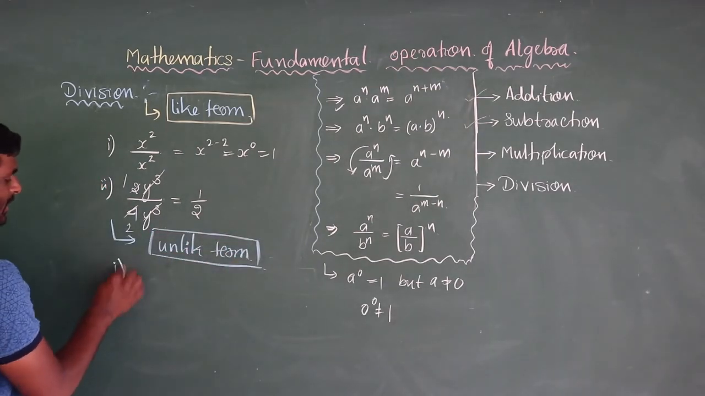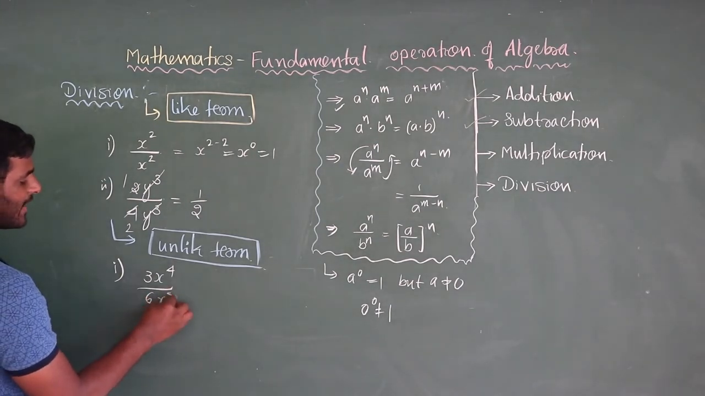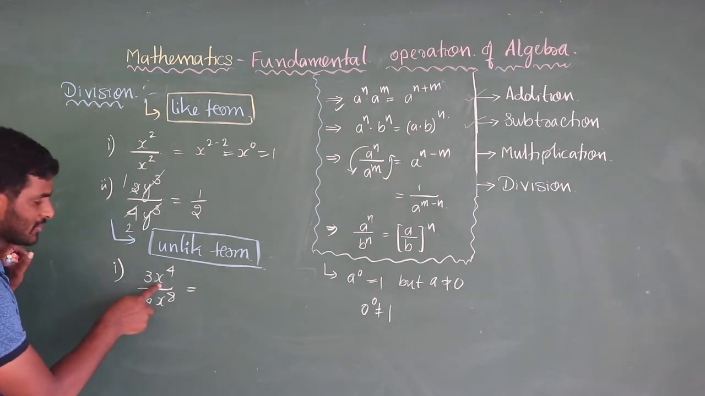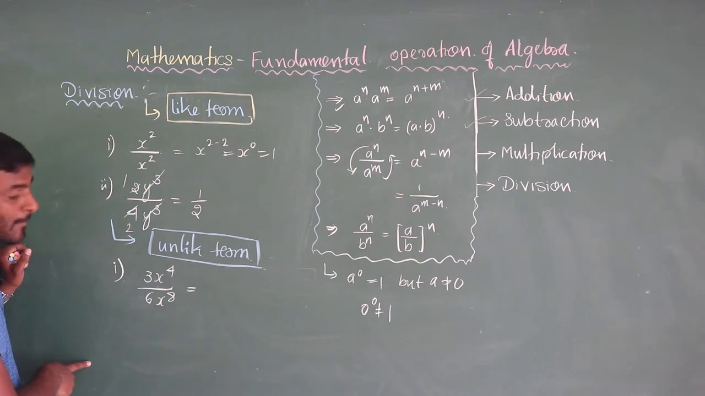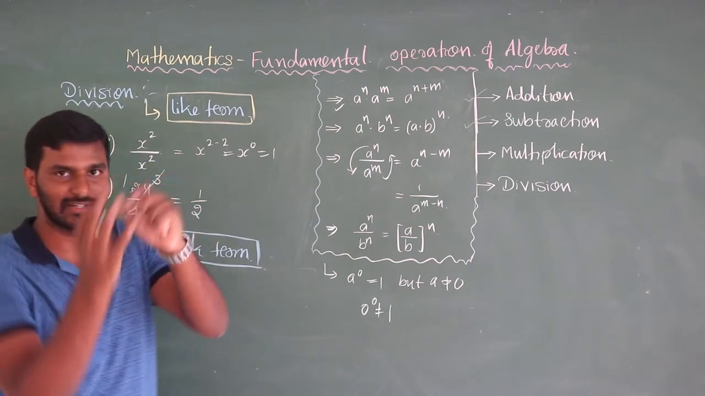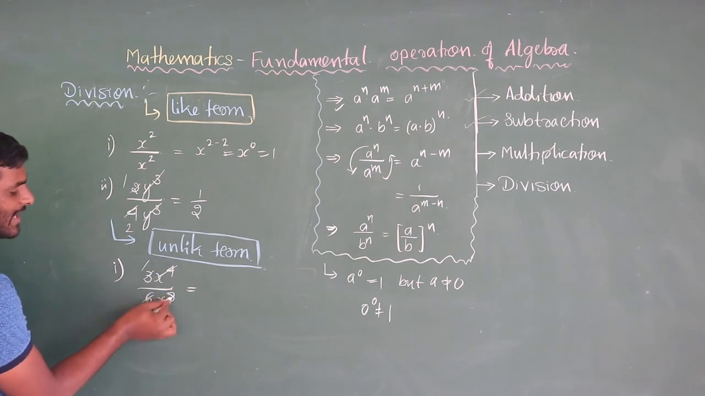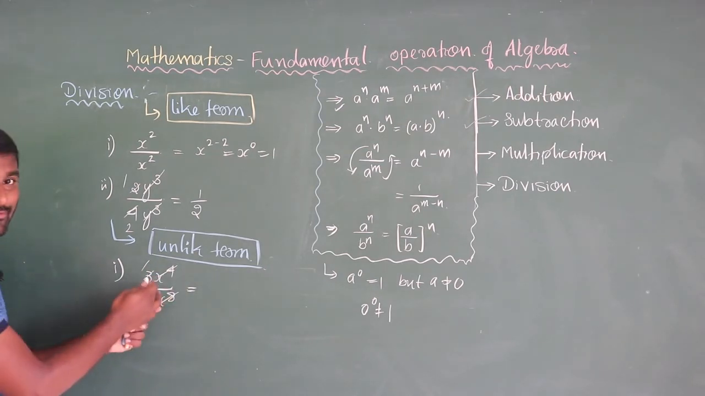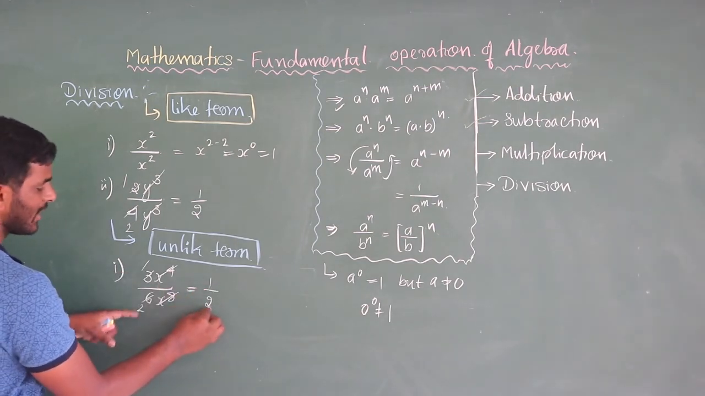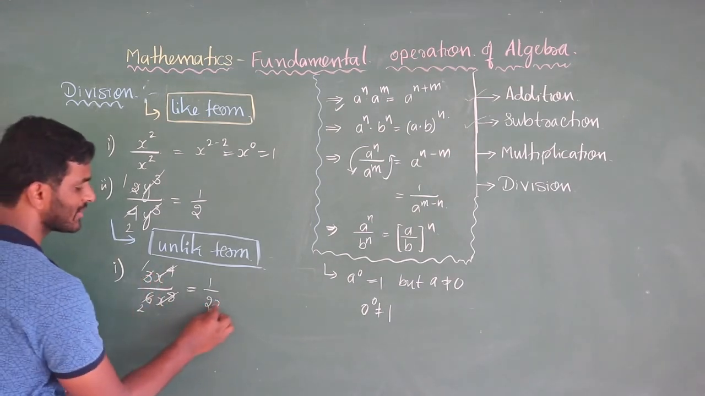Unlike terms, here 3x to the power of 4 divided by 6x to the power of 8. So what is the answer you are getting here? There are 4 x's here, there are 8 x's here. So 3 1s are 3, 3 2s are 6. We can take a numerator to the denominator or denominator to the numerator, whatever it may be. If I cancel the 4 x's against the 8 x's, remaining is 4 x's. And we can cancel the 4 x's here. Remaining 4 x's, so x to the power of 4.